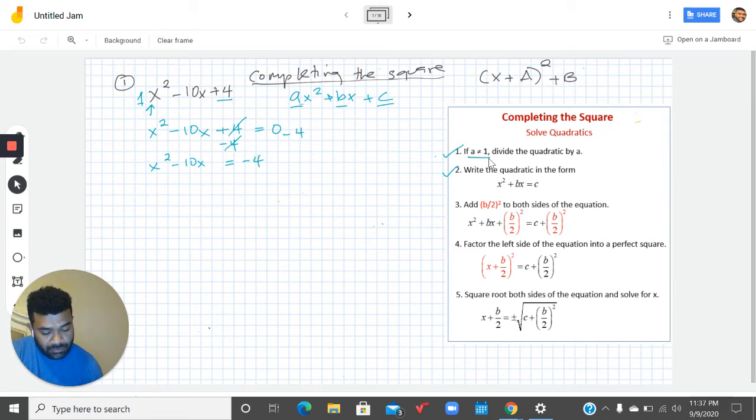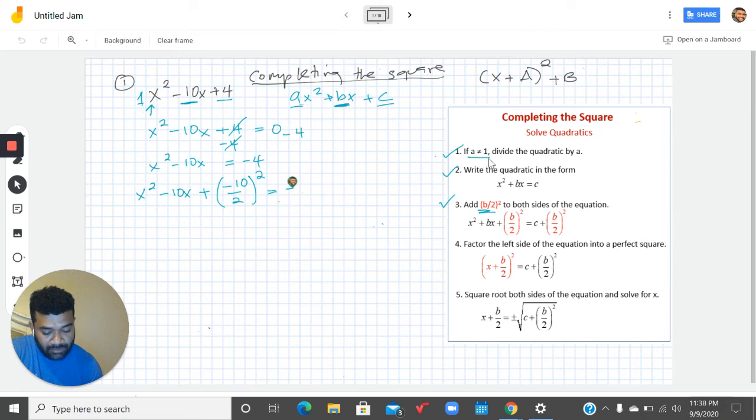Now the third part of this completing the square is adding b over 2 squared to both sides of the equation, which means that this is our b. Our b will be a negative 10. So now we have x squared minus 10x plus our b. That b is a negative 10, so negative 10 divided by 2, and the whole thing has to be squared. Whatever we do on the left, you got to do on the right.